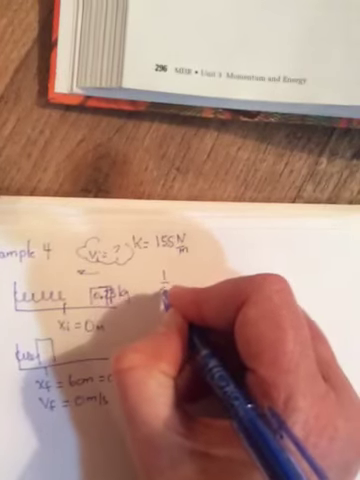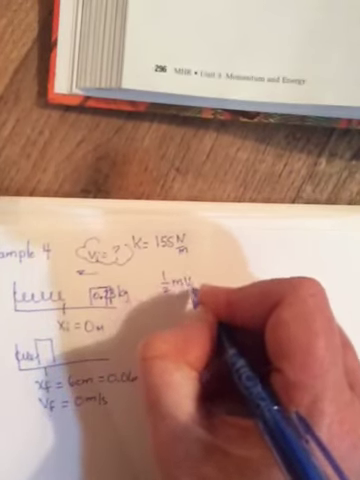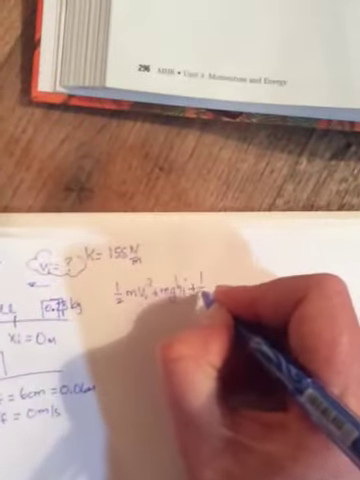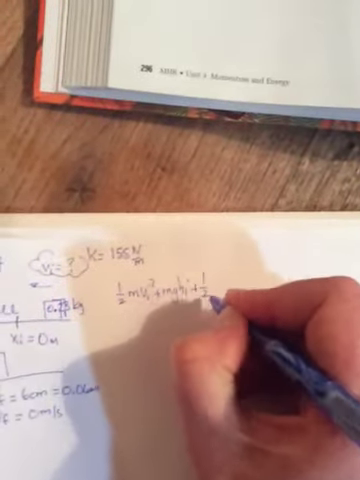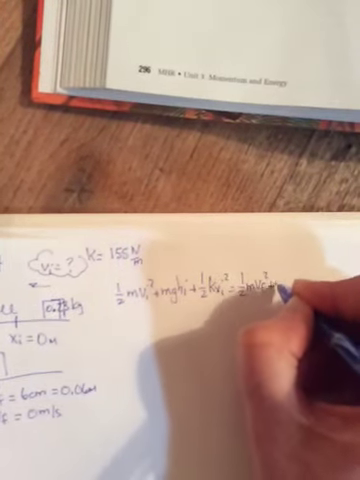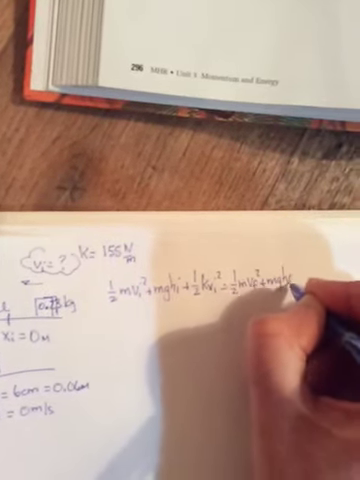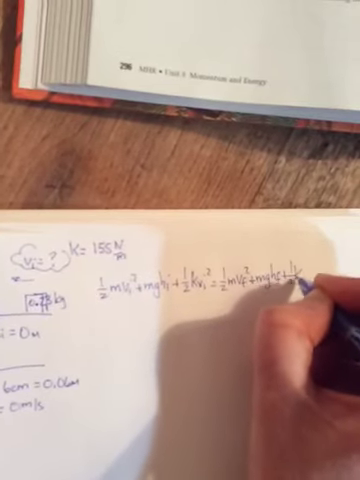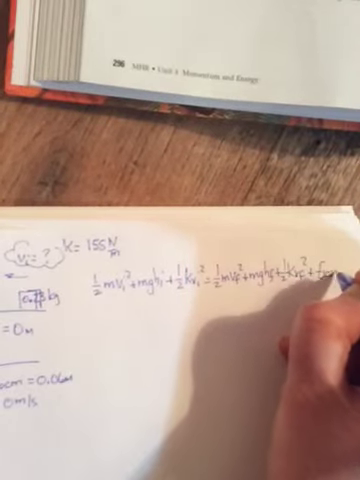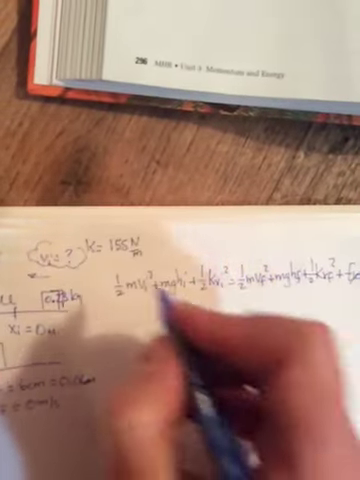We're looking for vi. So you write down your energy equation: 1/2 mv initial squared plus mgh initial plus 1/2 kx initial squared equals 1/2 mv final squared plus mgh final plus 1/2 kx final squared plus E lost. So still no E lost because it said frictionless.